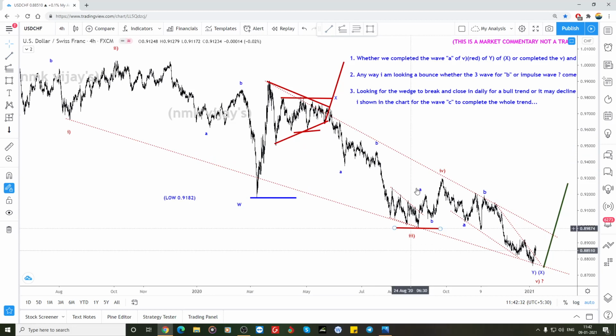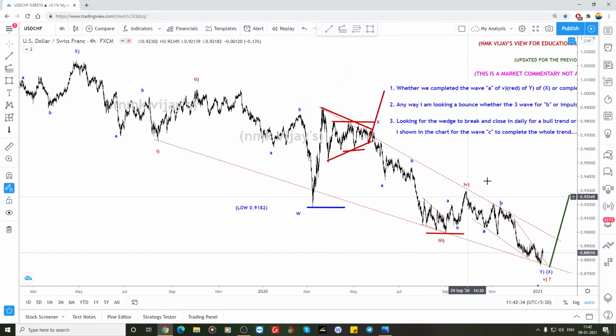So this is the fourth. ABC is the fourth, completed. ABC, each wave got a diagonal triangle. ABC is a 1, ABC is a 2, ABC is a W, X is a triangle, ABC is a third. So this whole thing is a third wave.